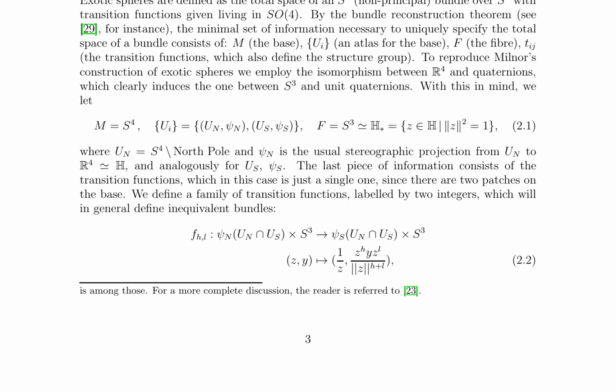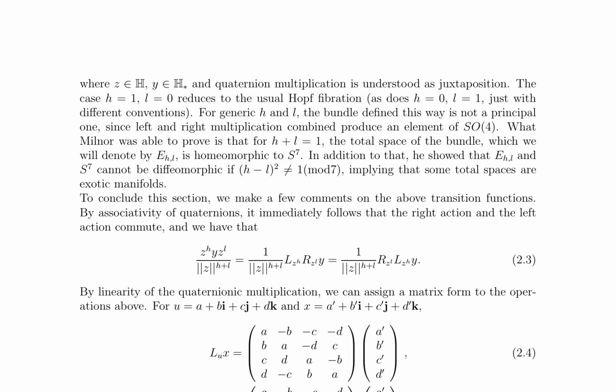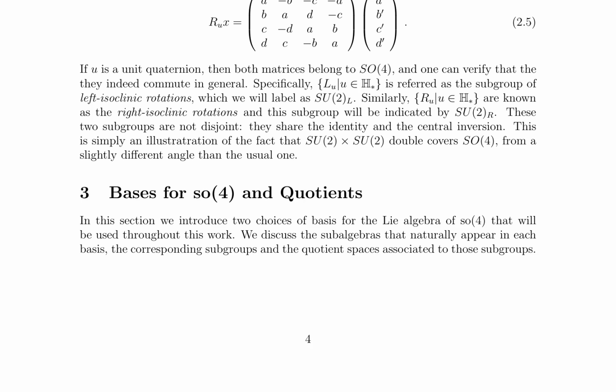The construction of exotic spheres is outlined, emphasizing Milnor's work and its relevance to the physics context. The research discusses the properties of the bundle defined by quaternion multiplication, focusing on the total space for specific values of h and L. For h plus L equals 1, the total space E_{h,L} is homeomorphic to S7, with some spaces being exotic manifolds.